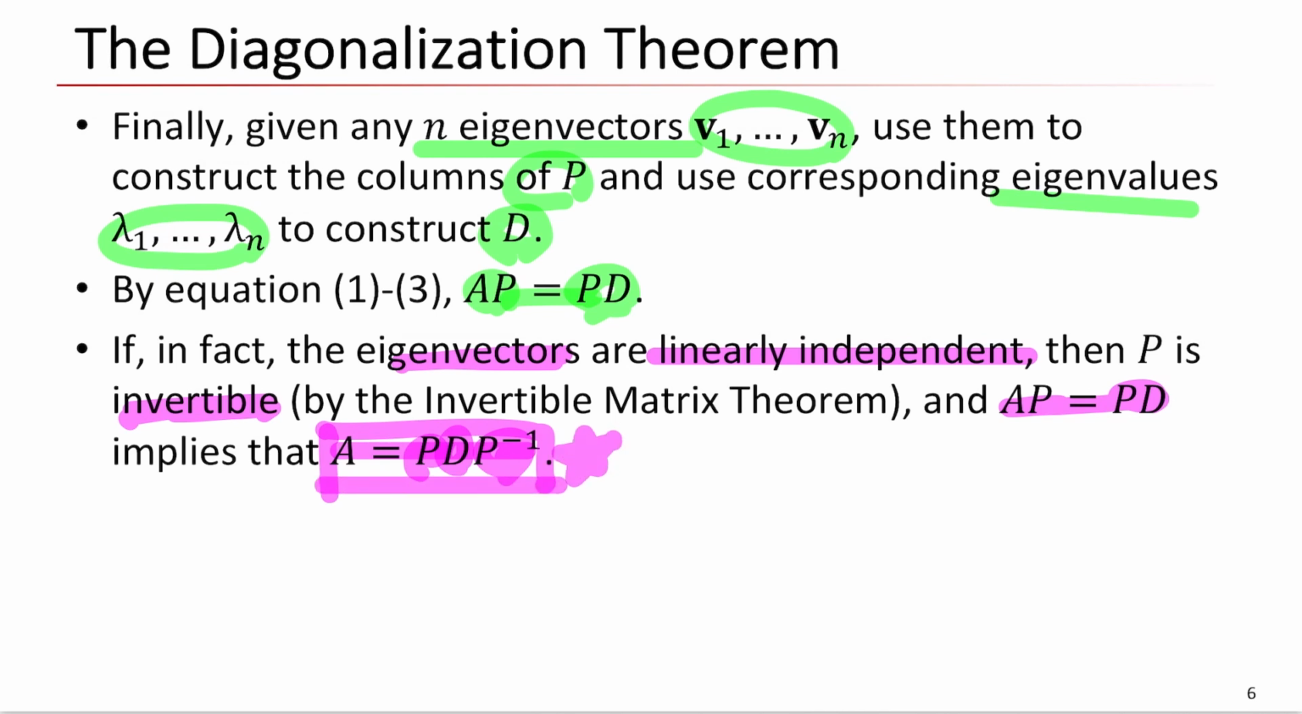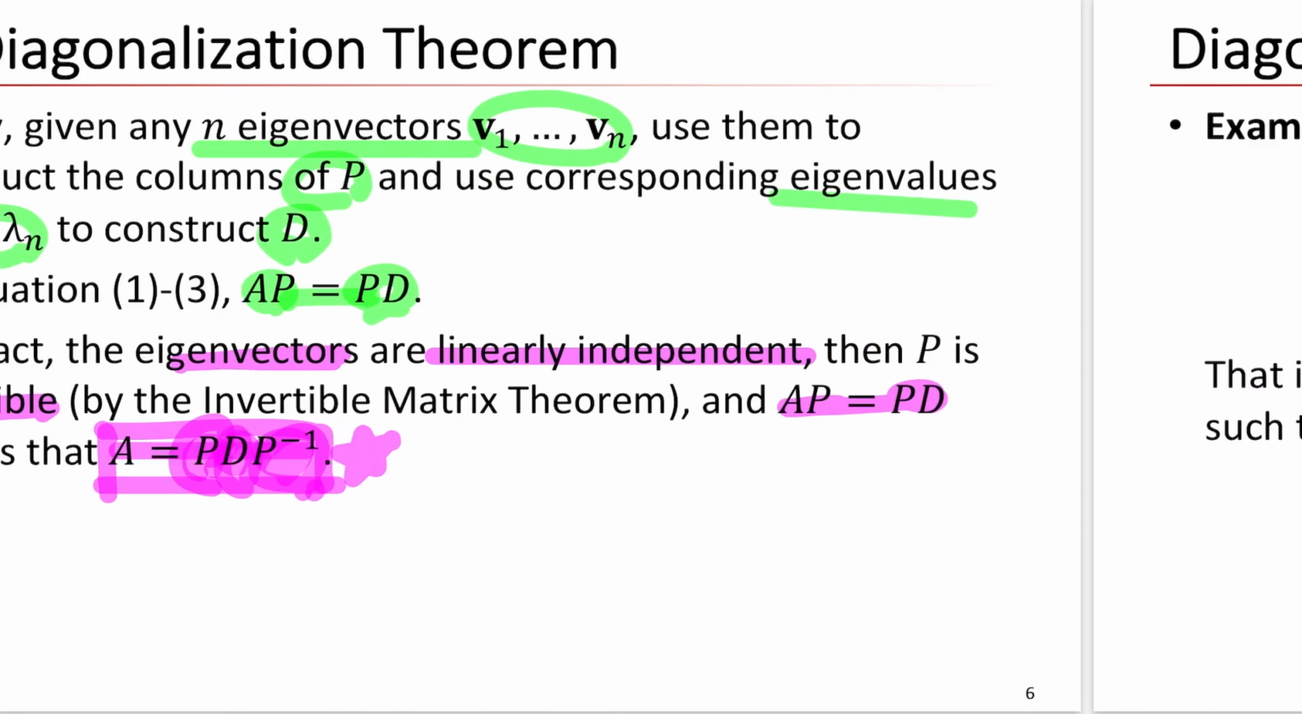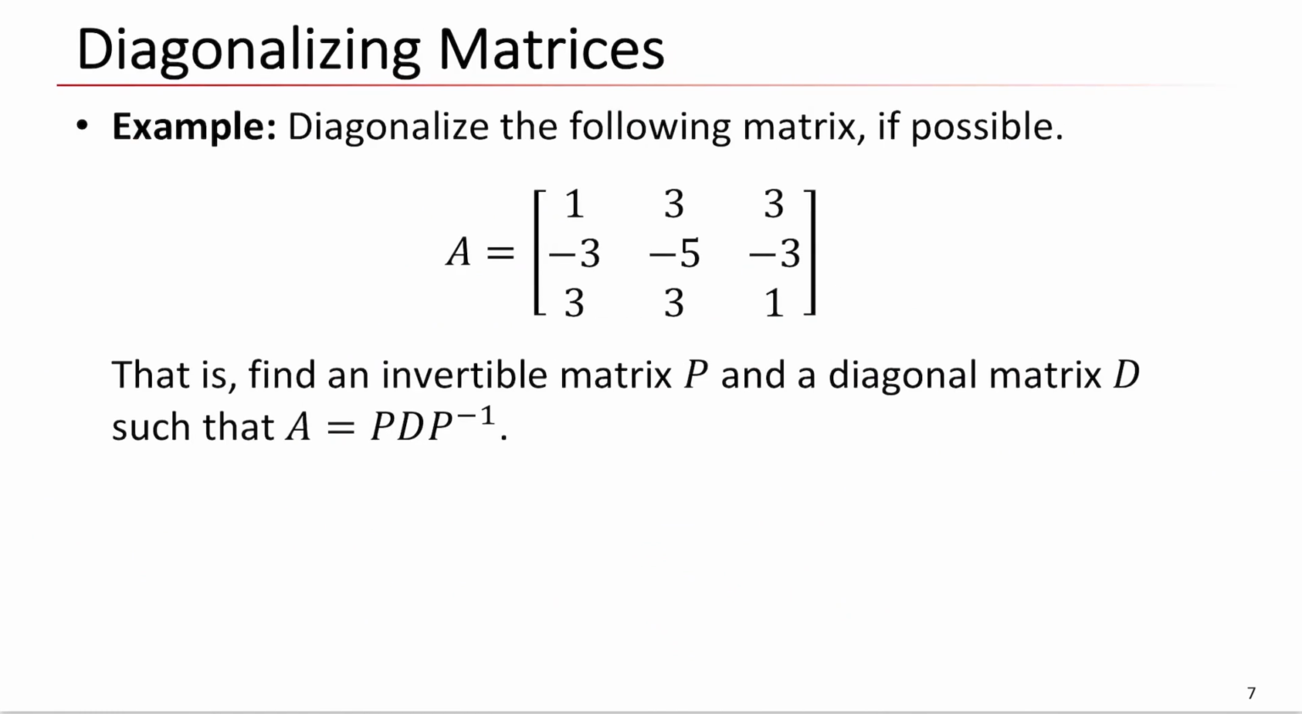To summarize, the linearly independent eigenvectors and eigenvalues can decompose the matrix A into the matrices P, D, and P inverse, right? So this is the diagonalization theorem. So it's very easy.